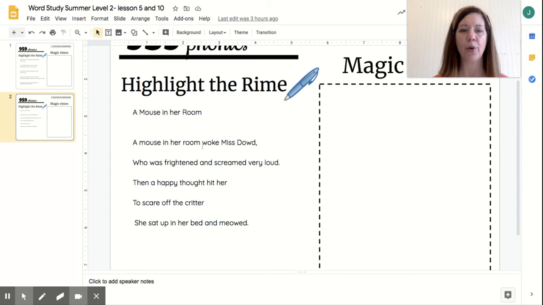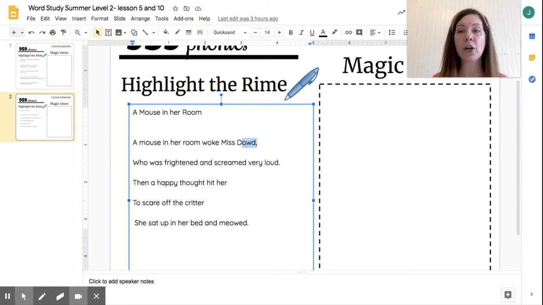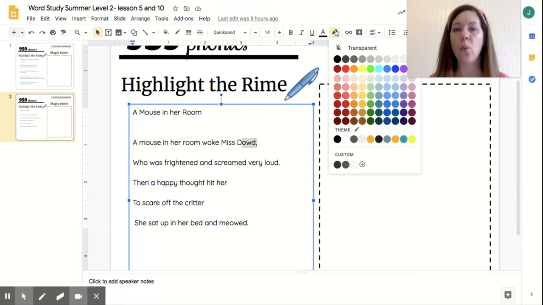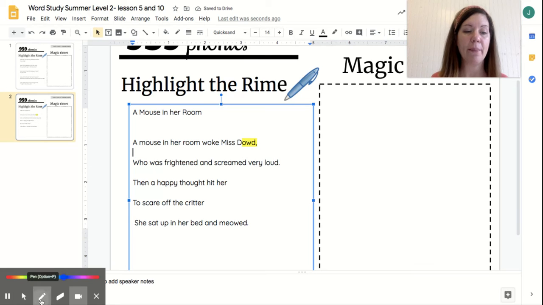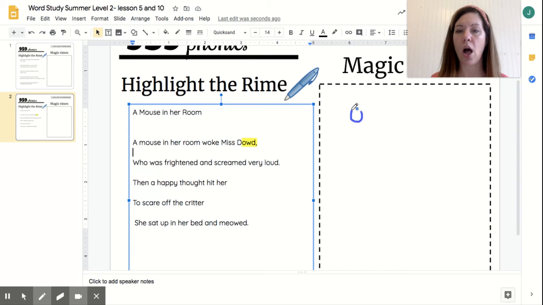A mouse in her room woke Miss Dowd. Let's look at her name, because you might see that character's name and go, ooh, I'm not sure how to say her name. But if you know something about word parts, you can figure out how to read her name. So Miss Dowd, her last name Dowd, has a magic rhyme in it. Do you see what it is? It's owd. Okay, so what you're going to do is highlight that with your marker or highlighter, or circle it with your pen. And then over here in the box, we're going to record all the magic rhymes that we find. So you're going to write owd. Got it?